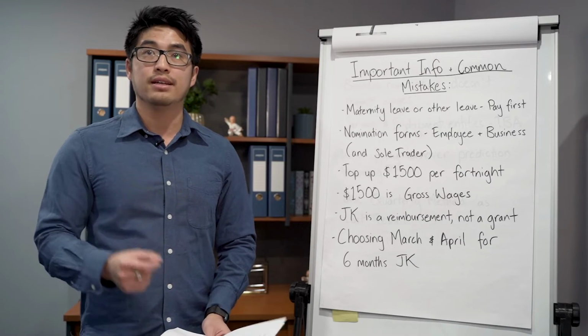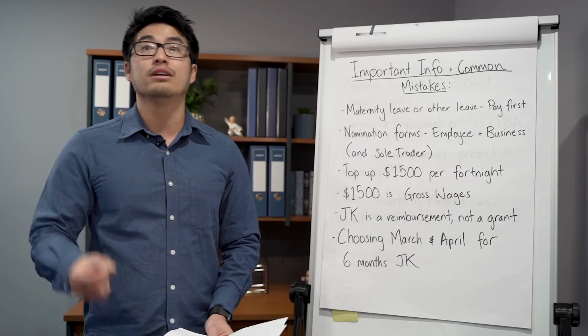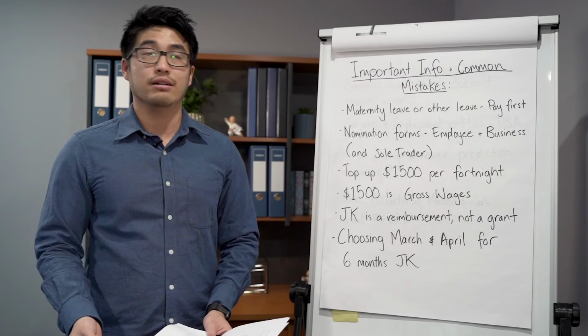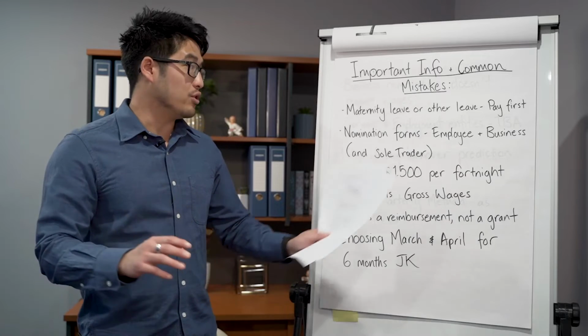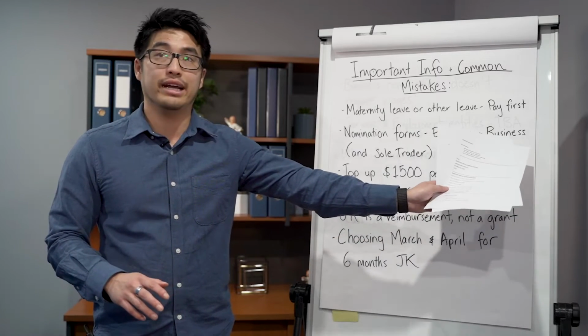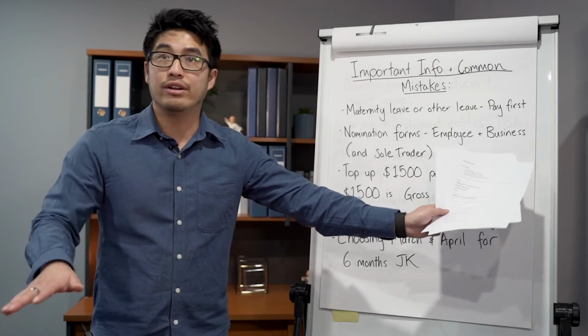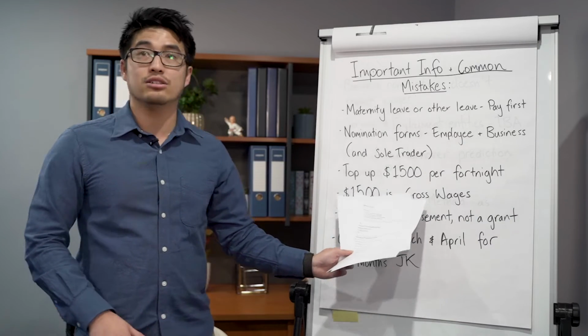Because if you don't top them up, that means that you haven't paid them the right amount. That means that you won't get the JobKeeper amount. If you're a sole trader, you don't have to worry. You don't have to pay yourself. If you're a business and you're getting the business nomination where you don't have anyone on the books, then you also don't need to do the top-up payment.